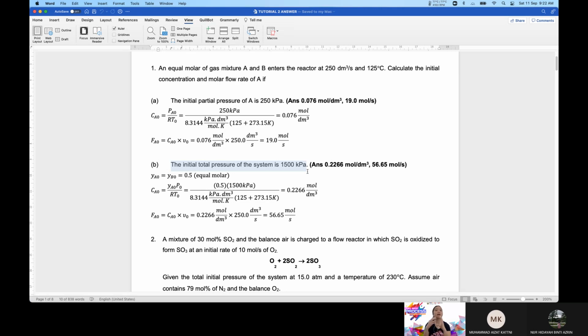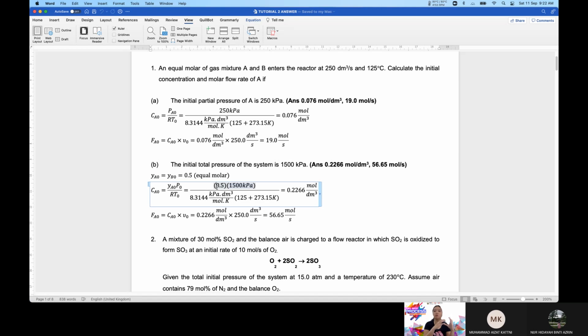So what do we do? That 1500 is actually P naught, kan? P naught, jumlah tekanan asal. So what you do with the P naught, you multiply with the initial mole fraction of A. Sebab sebenarnya dia berkadaran. Maksudnya katakan 1500 ni, okay, ia adalah juga berkadaran dengan 50% A, 50% B. So kalau saya nak tahu berapa A sahaja, saya darabkan 0.5 or this 50% multiply with 1500. Then baru saya tahu berapa tekanan A sebenarnya.